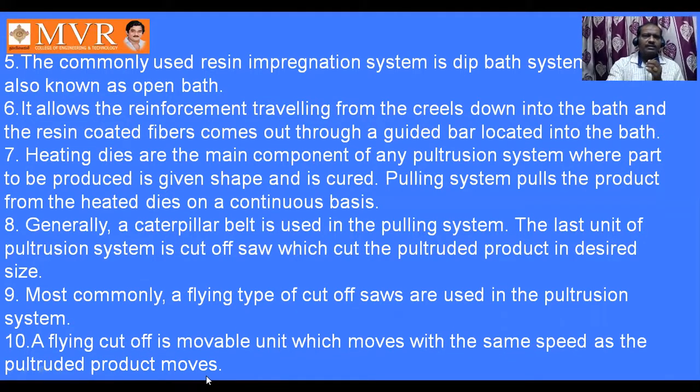So these are the basic step-by-step processes to prepare a composite material by the pultrusion process.